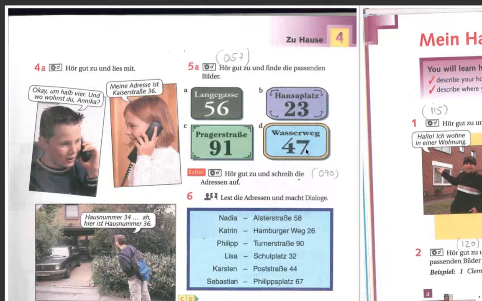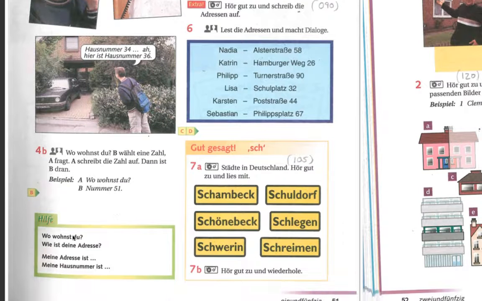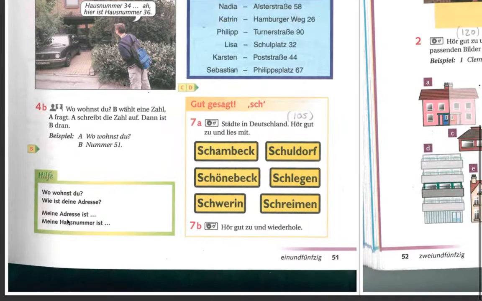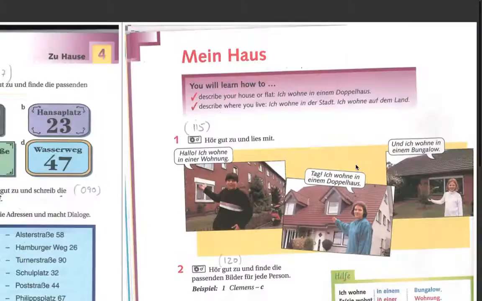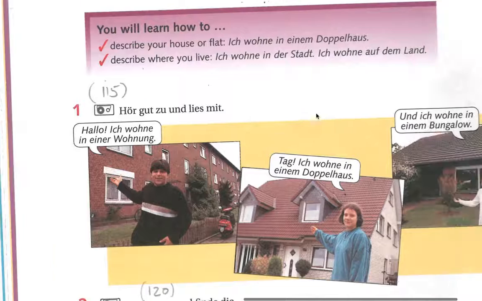Ich wohne in Wasserweg 47. Wo wohnst du? Wie ist deine Adresse? Meine Adresse ist, meine Hausnummer ist. Mein Haus.